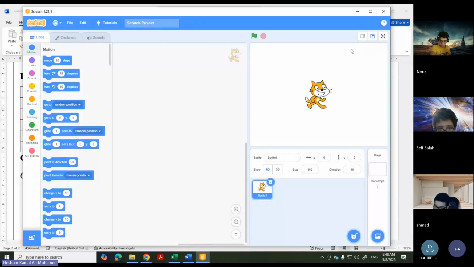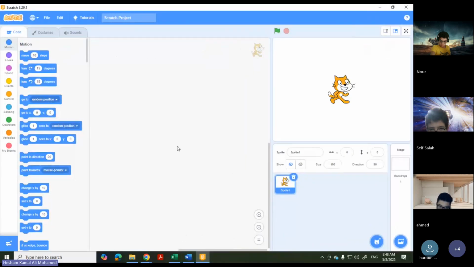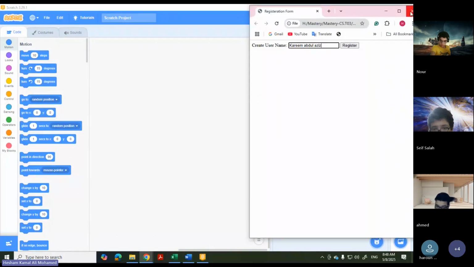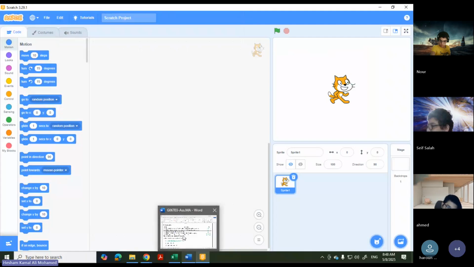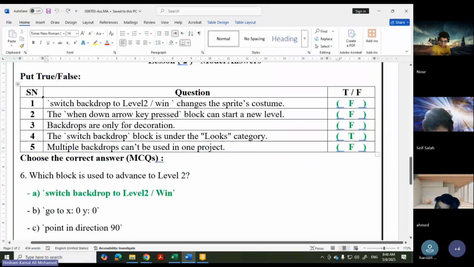This is the Scratch as you can see it, and if we need, we will get back to it. Let me just close some of the unneeded applications. Okay, let's start with true or false. Question number 1. Read it out loud for us. Safe: Switch backdrop to level 2 when change the sprite costume.